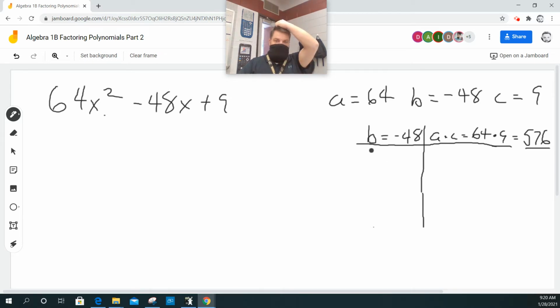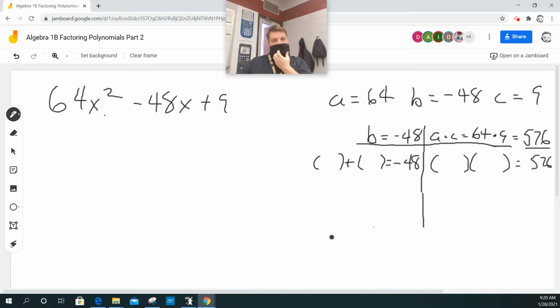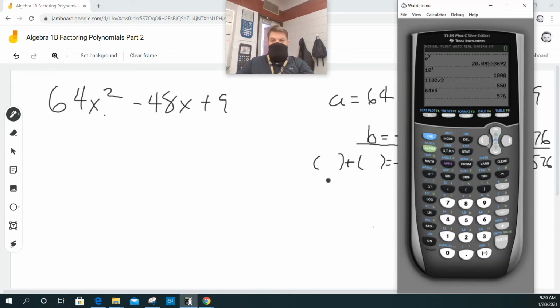And I need to think of two numbers that when I multiply them, they equal 576. But when I add them up, they're going to equal 48. Now, I feel like it's got to be somewhere in the middle.